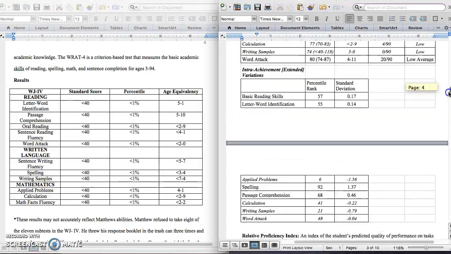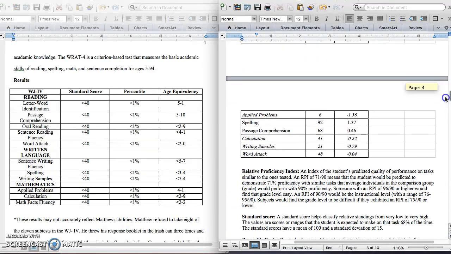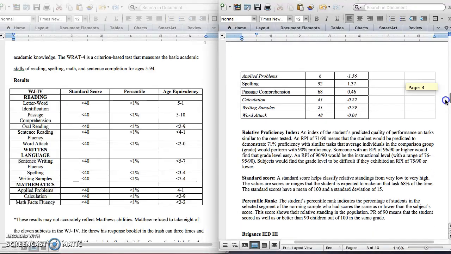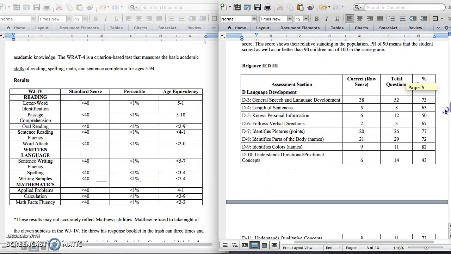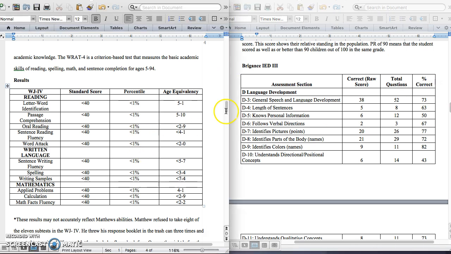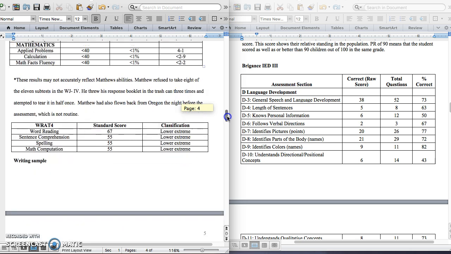And here's the extended. So this is all for the Woodcock-Johnson as well. But you can see that their tables look a little bit different. This student also went in to talk about relative proficiency index, standard score, and percentile rank. That's good to just have there in case people are reading the report who don't necessarily have all this information, but it's not actually required for this class.